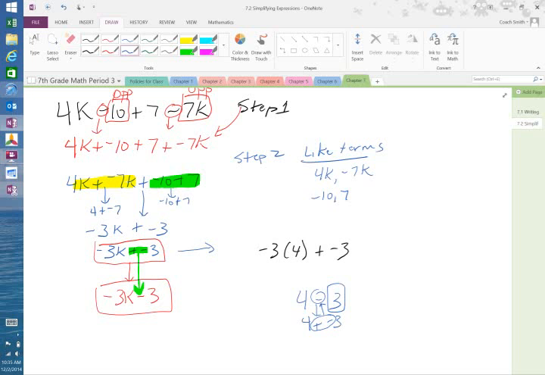Okay, and the quicker that you can understand that this problem, negative 3k plus negative 3, is the same thing as negative 3k minus 3, you'll be a lot better off. Okay?